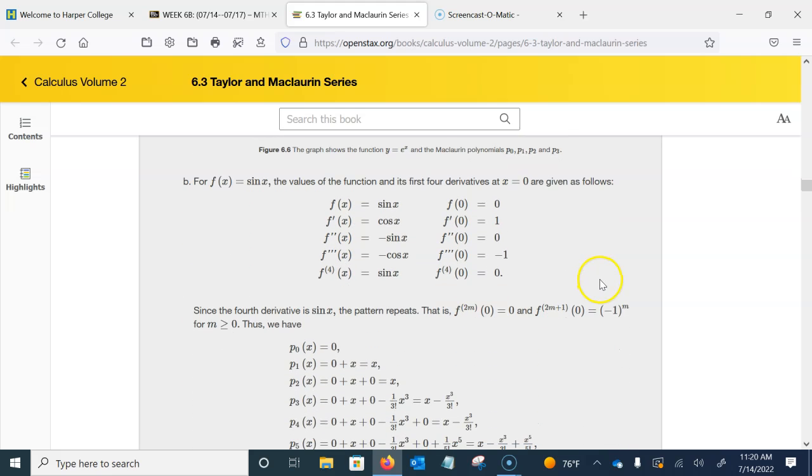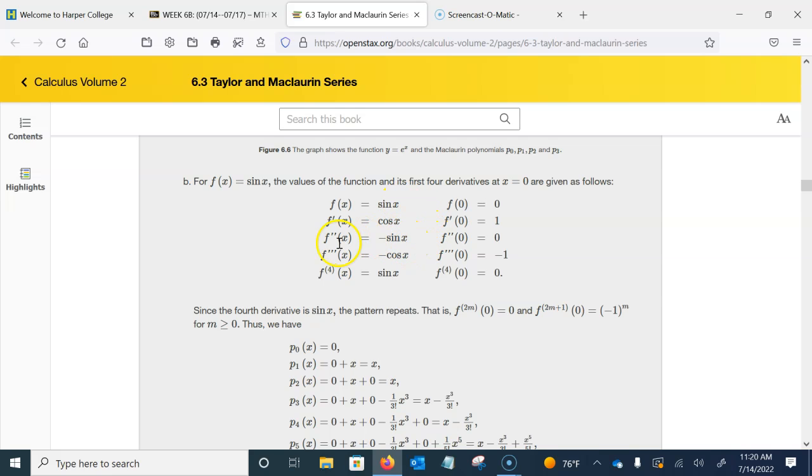Okay. All right, so getting back to the second example. f of x is sine x, f prime is cosine x, f double prime is minus sine x, f triple prime is minus cosine x. The fourth derivative is sine x. Okay. And so I guess I misspoke there.